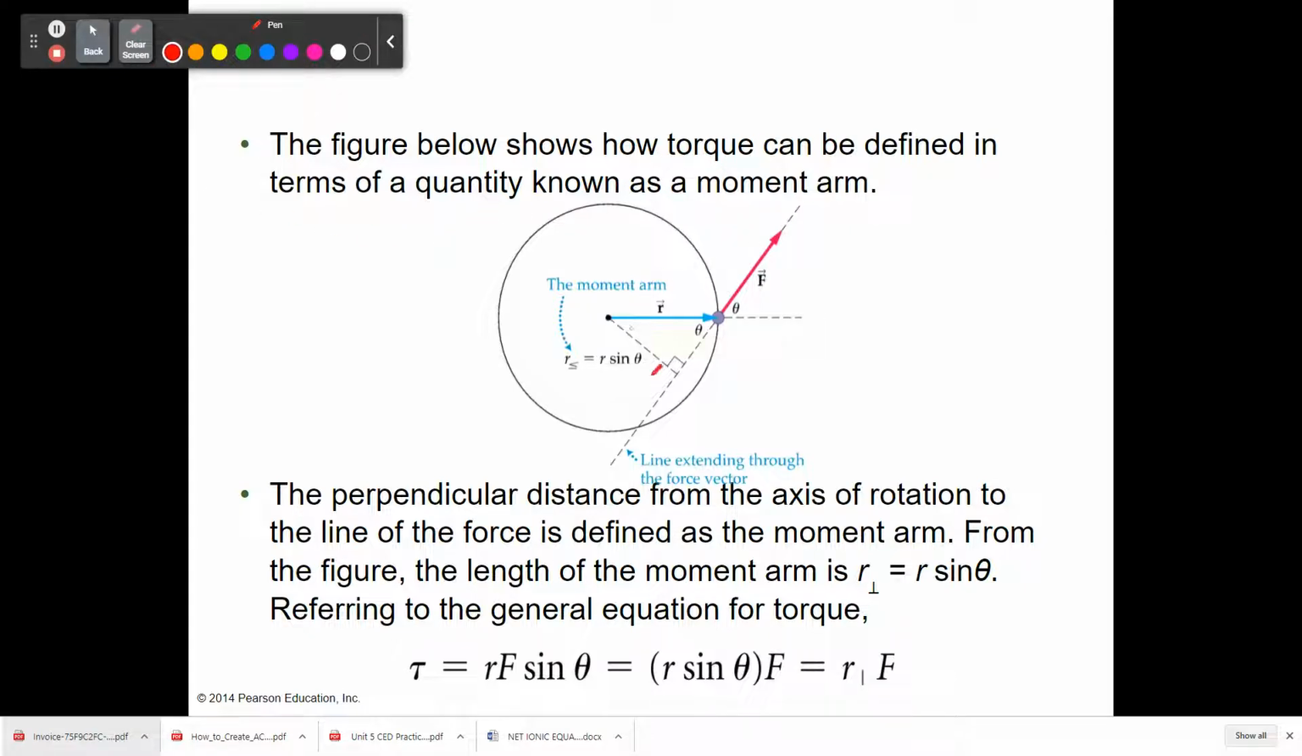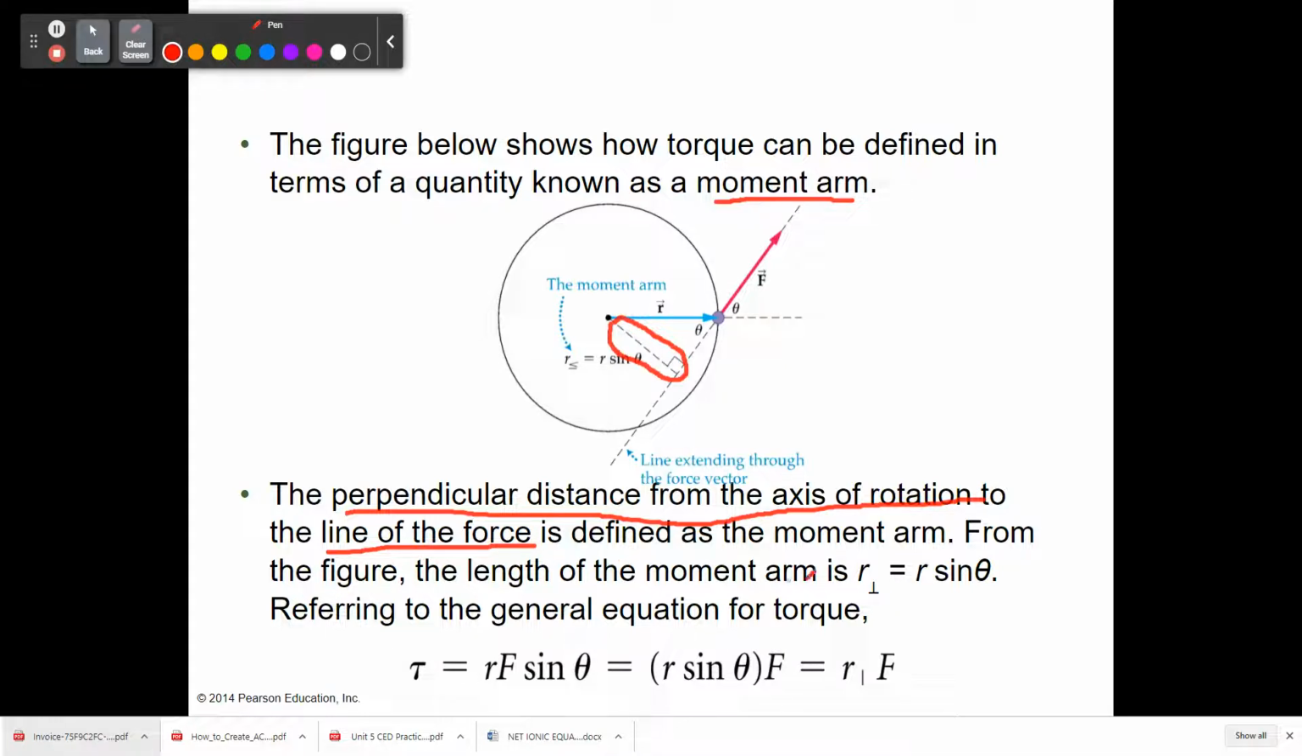Okay, so in this diagram, we're looking at how torque can be defined in terms of a quantity known as a moment arm. We're going to talk about moments of inertia in the next chapter, so that's where we're getting into this term. The moment arm is the perpendicular distance between the axis of rotation and the line of the force. Here is the line of the force, here is the axis of rotation, so this is our moment arm.